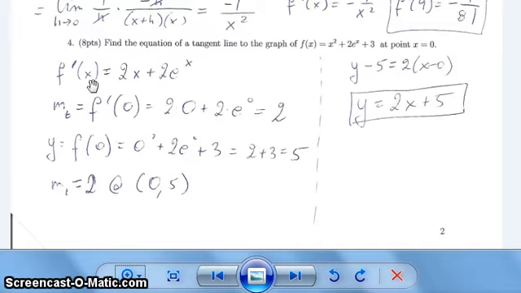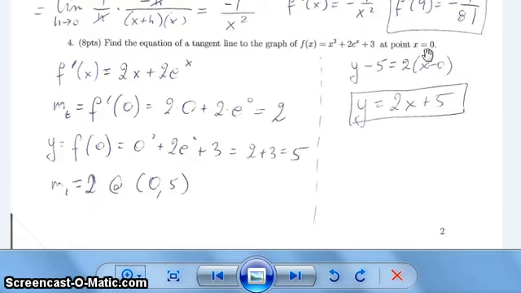So you find the derivative, which is 2x plus 2 e to the x. The derivative of 3 is 0, of course. And then the slope of the tangent line is going to be the derivative evaluated at the given point, which is 0. That's why I wrote f prime of 0. So you replace x's with 0, and you have 2. That's your slope of the tangent line.